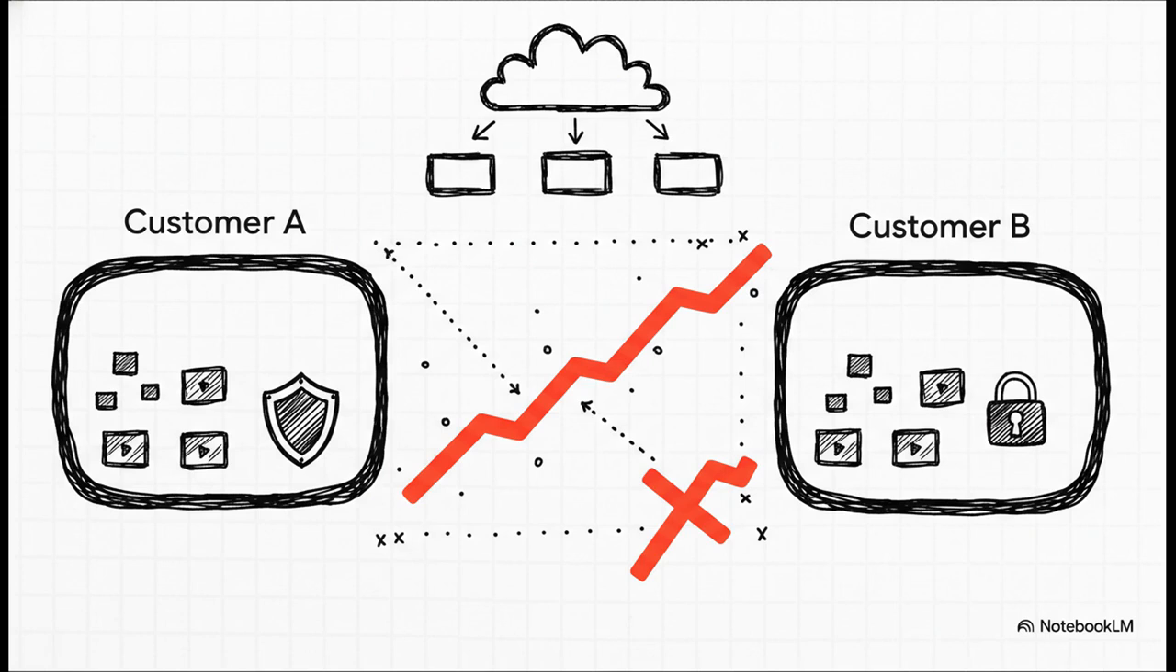So let's just jump right in with the one question that honestly should keep every developer up at night. When you're building a service for a bunch of different clients, how do you make absolutely sure, 100% positive, that customer A's data can never ever be seen by customer B?